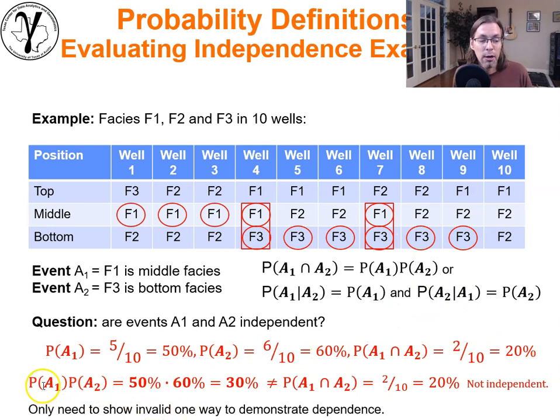We can do a check. The probability of A1 times the probability of A2 is equal to 30%. This is not equal to the intersection between the two. And so we can say that we don't feel this is independent. Now, once again, it's very difficult to prove independence, but it's pretty easy to show that it doesn't meet the criteria for independence, so therefore we suspect it's not independent.